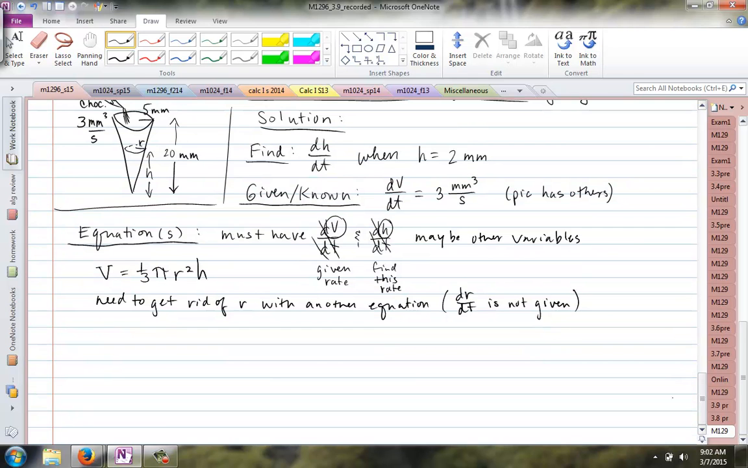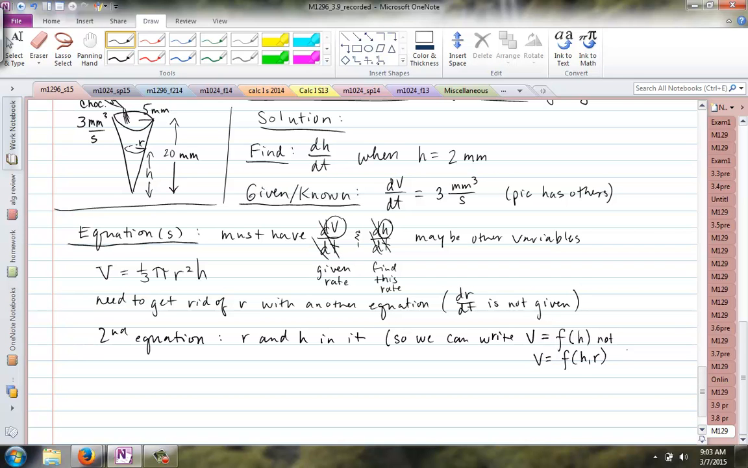So in search for this other equation, I'll label this here as a second equation. What we need is r and h in it. And this is so we can write the volume equation as a function of just h, not a function of h and r.